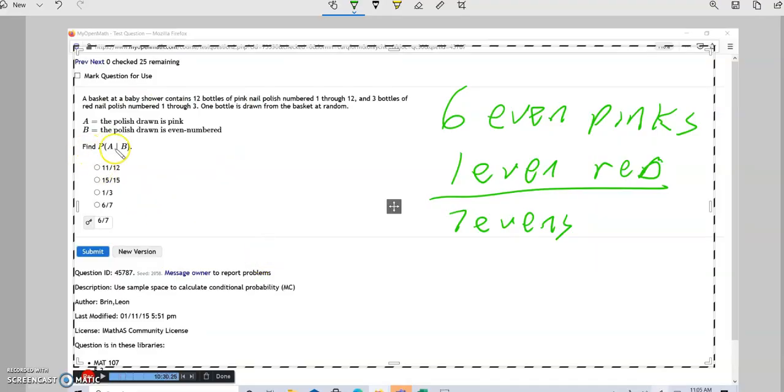Okay, this is the probability that I randomly draw a bottle that's pink, given that it's an even number. Well, if there's 12 pink, there's 6 even pinks, and if there's 3 red, there's 1 even red. So there's a total of 7 evens. 6 from pink and 1 from red. Well, what is the probability? Remember, it's given that it's even numbered, so I'm only dealing with the even numbers. Of all the evens, 6 out of those 7 are pink.